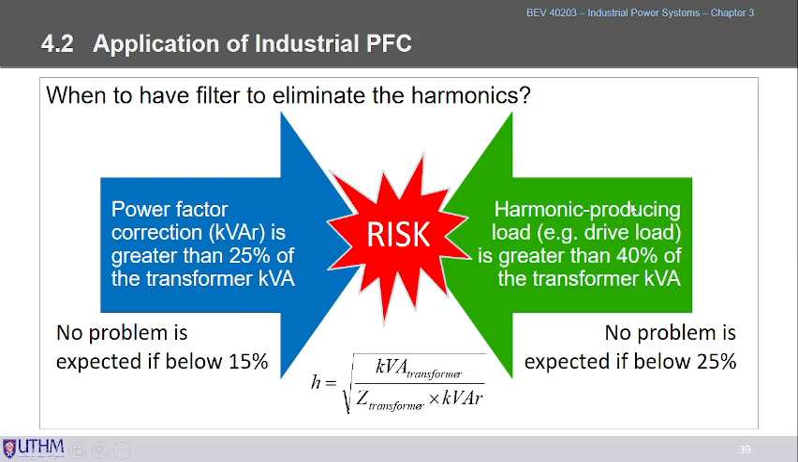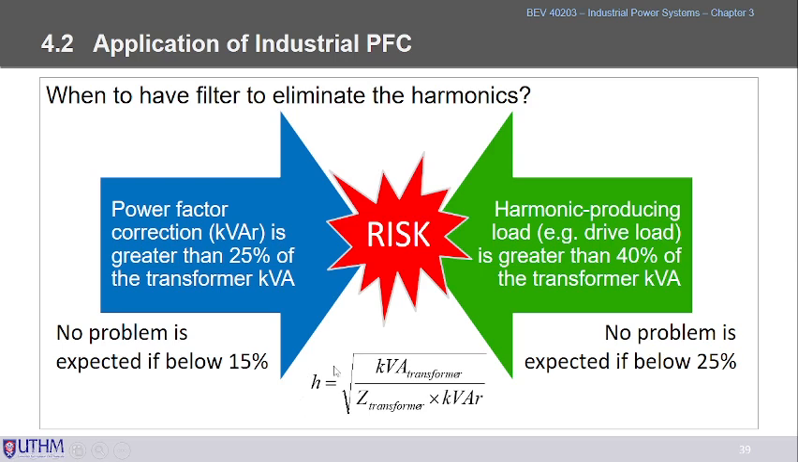About the harmonics also, if the harmonic producing load is greater than 40% of the transformer kVA, then it will give risk. In this case, if it is below 25% of the harmonic producing load, then it should be okay.